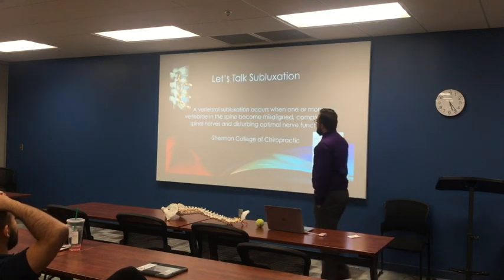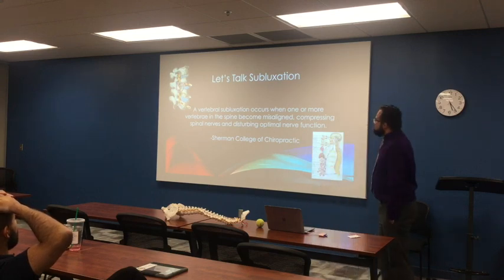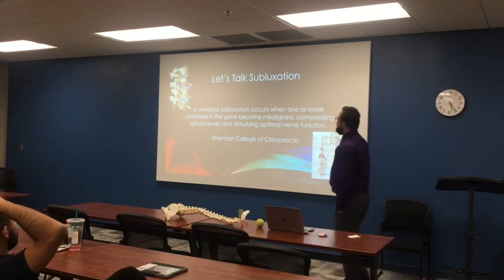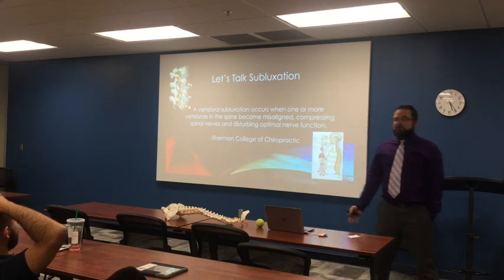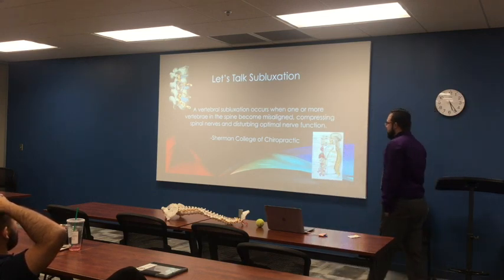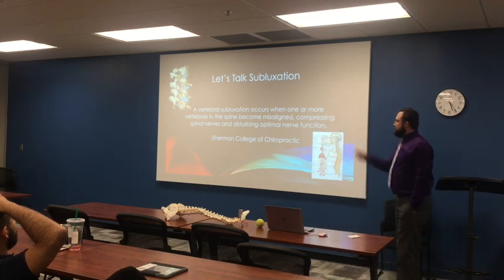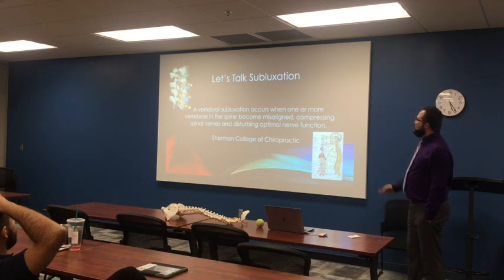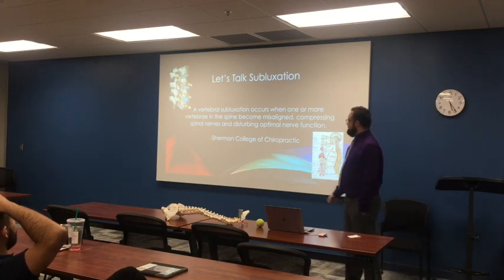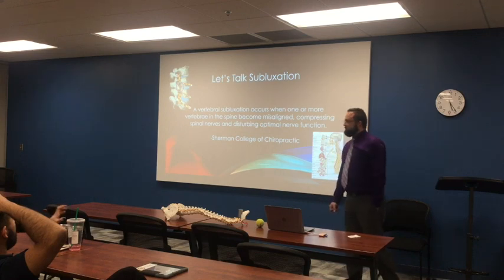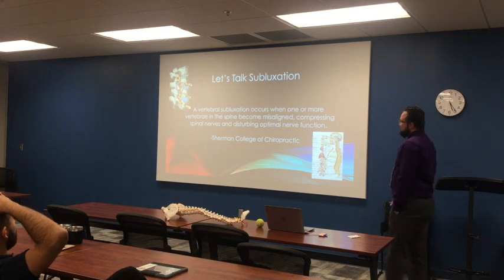I prepared subluxation, as you saw, chiropractic 101, and subluxation is a word that you might not understand at this moment, that you might not have heard before, and it's the first time that you hear it. A vertebral subluxation occurs when one or more vertebrae in the spine become misaligned, compressing spinal nerves and disturbing optimal nerve function. This definition is given to us by Sherman College of Chiropractic. Now that might not make sense to you right now, but I'll break it down.